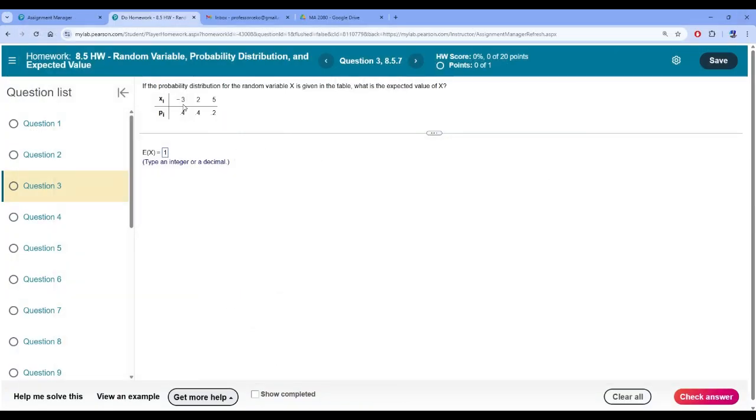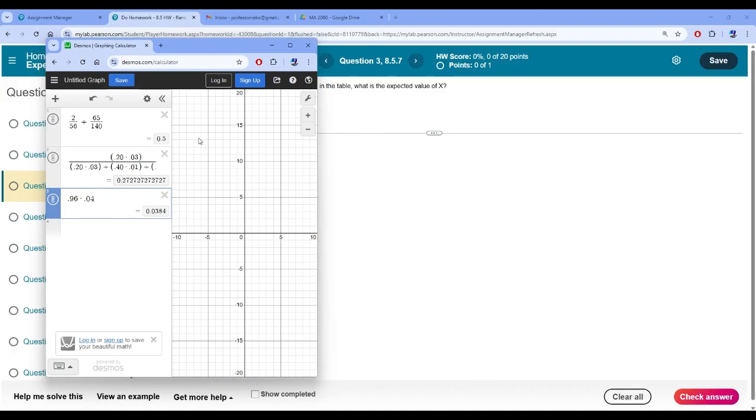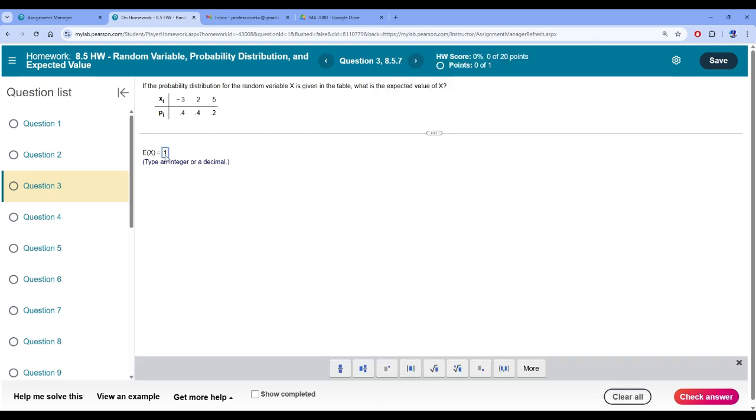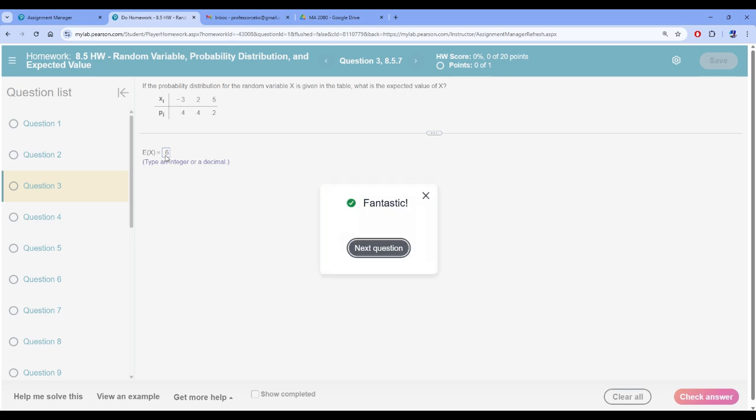All right. So here, what I need to do is multiply -3 times 0.4, 2 times 0.4, and 5 times 0.2, add it all up, and then get my answer. So let's see. Do I still have Desmos open? Yes, I do. We're going to do -3 times 0.4 plus 2 times 0.4 plus 5 times 0.2, which gives me 0.6. So my expected value is 0.6. Awesome.